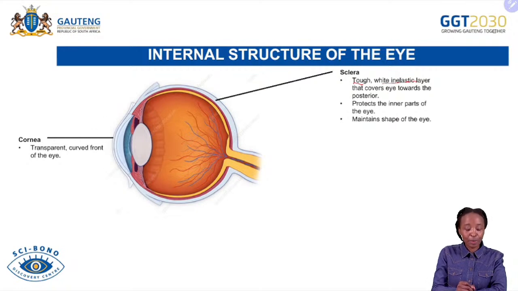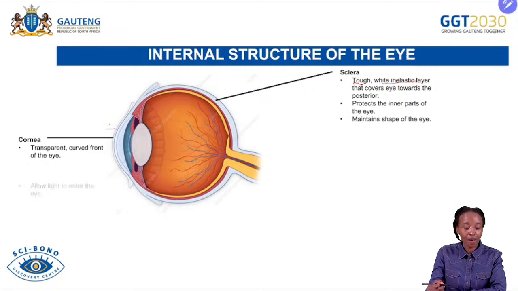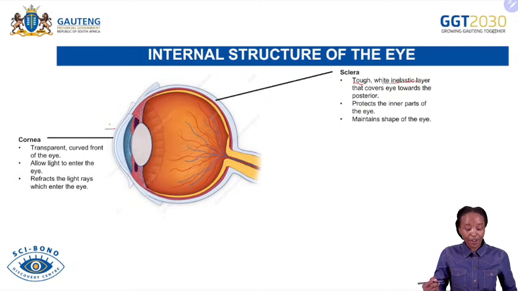It is transparent because this is where the light should enter the eye. So the cornea is transparent and it's curved. It is the curved, transparent part of the eye. It allows the light to enter. Its function is also that it refracts the light rays when they enter the eye.